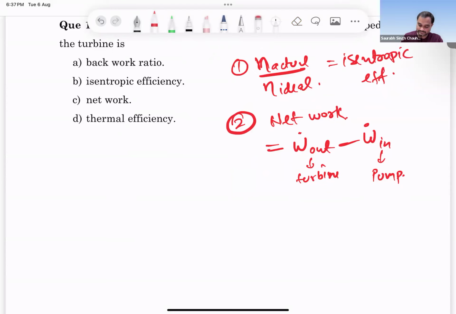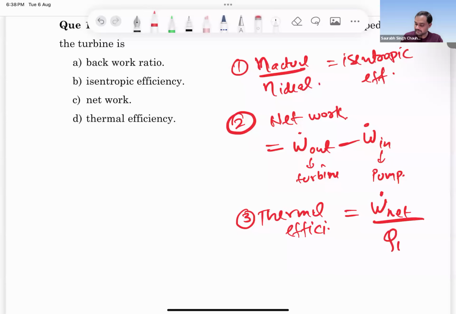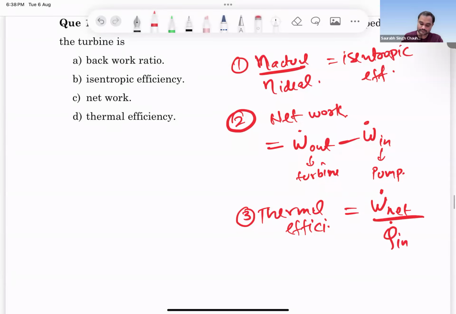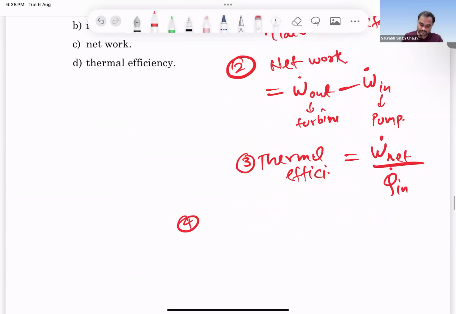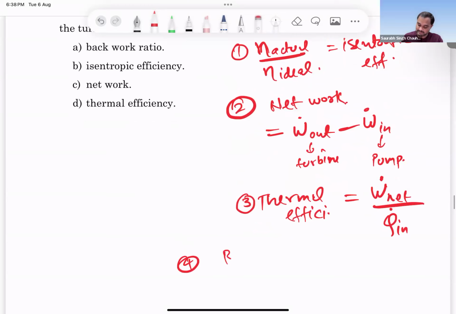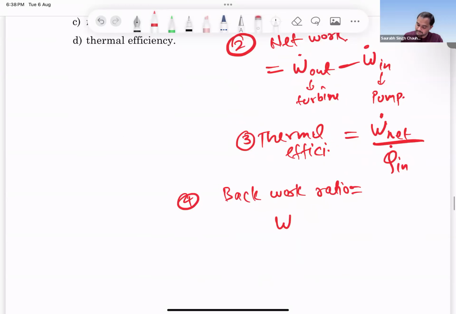and thermal efficiency. Thermal efficiency is net work output divided by total heat input. And this back work ratio is the work input to the pump divided by work output of turbine. Okay.